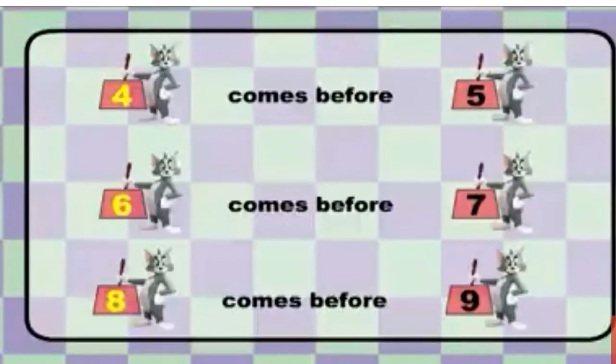Look here, children. In this picture, you can see number 5. 5 is here. And 5 before, what number will come? 4. Okay? Here is a number 7. 7 before, what number will come? 6. Okay? And what number is this? 9. 9 before, what comes? 8. Okay?